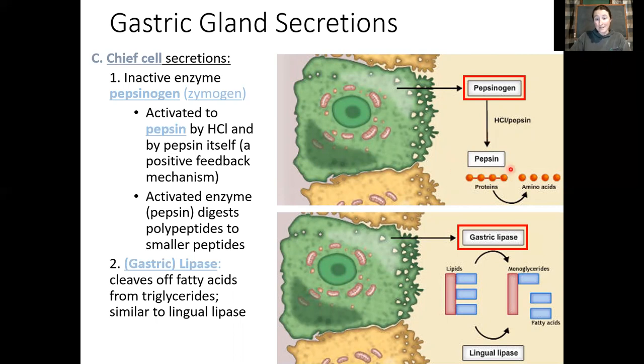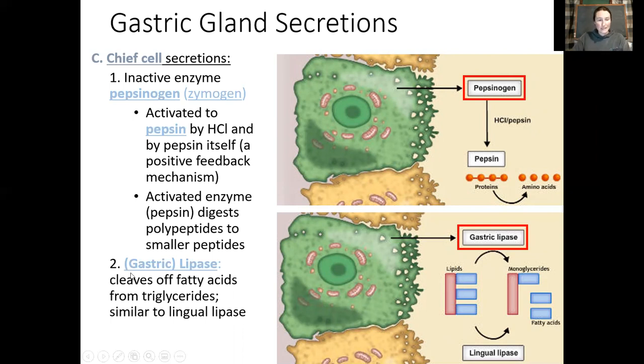Right, so pepsin is an activated protease, that is, it digests proteins. And so any protein that is in your food can now be broken down into its individual amino acid components. Okay, so protein digestion occurs within the stomach.